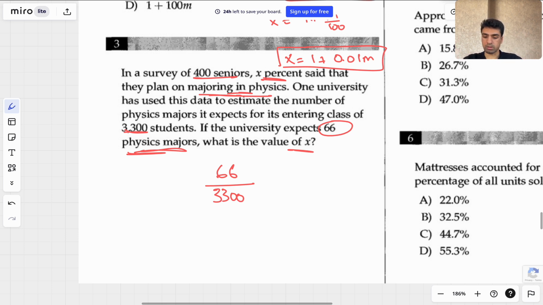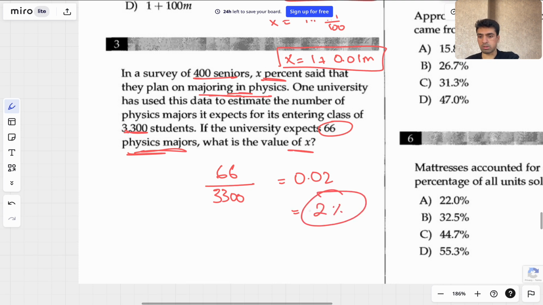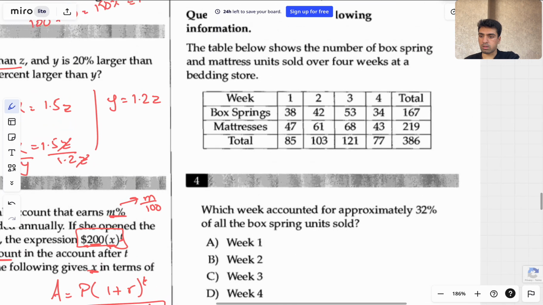So if you solve for this, you get 0.02, which can be written as 2%. So 2% will take physics. That will be your answer. Okay, next.